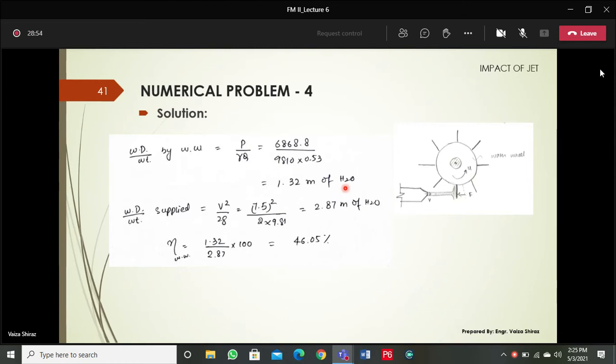Similarly, the input power in terms of the head, that is the work done per weight supplied, is V square by 2g, and the answer is 2.87 meters of water. तो आप देखें, ये है आपकी इनपुट एनर्जी 2.87 और ये है आपकी आउटपुट एनर्जी 1.32. Find out the efficiency by their ratio. It is around 46.05%. It means that in this case, your system is efficient by 46%. ये आपकी हाइड्रोलिक एनर्जी को इतने परसेंट efficiently मैकेनिकल एनर्जी में कन्वर्ट कर रहा है. Okay, so this is regarding the water wheel.